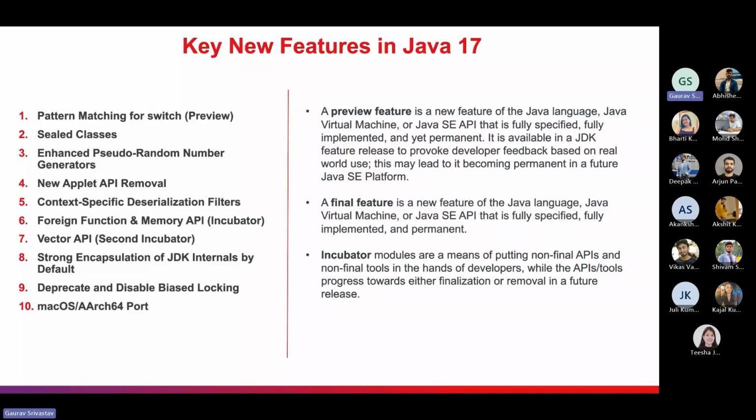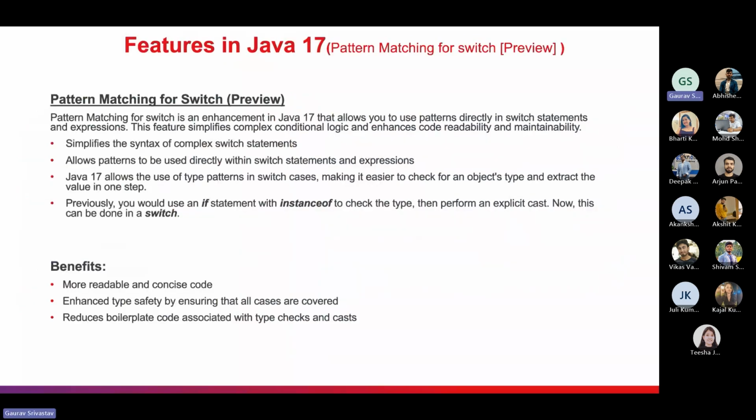Okay. So let's understand the features one by one. We have the pattern matching for switch statement. Previously, if you had multiple conditions to check, you could use switch, or you could use multiple if-else conditions. You had to create a lot of boilerplate code, because you are using if else, if else, if else. And with if else you also have to check the type, using instanceof. This kind of task just creates lots of boilerplate code. To solve this, we have pattern matching for switch.